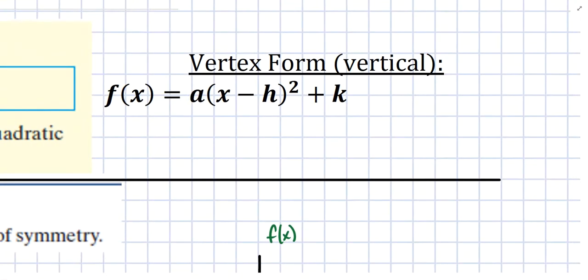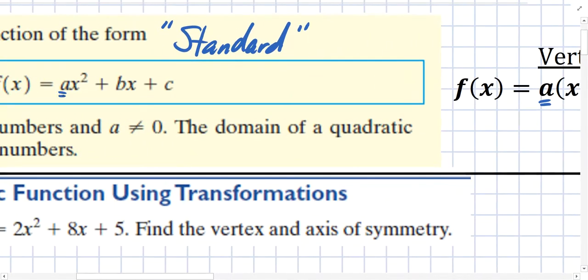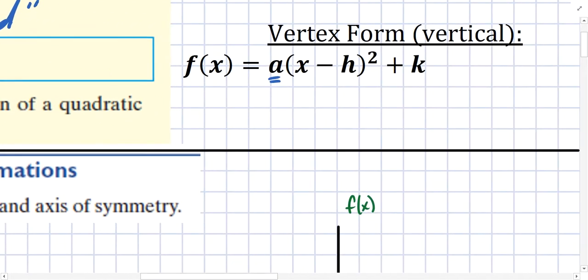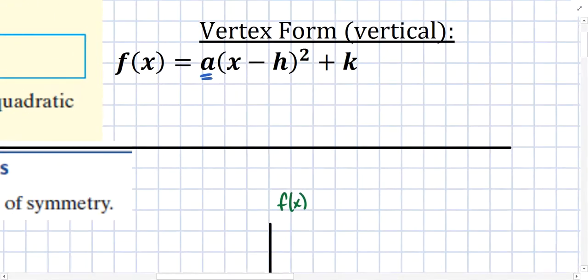Instead of using a, b, and c, we use a, h, and k as our parameters. Now this a value here is going to be the same as this a value here. In a sense, it's kind of like the slope of the quadratic, although we definitely don't want to call it a slope, but it specifies the shape of the quadratic function, the u shape itself. But the h and the k actually are coordinates of the vertex.